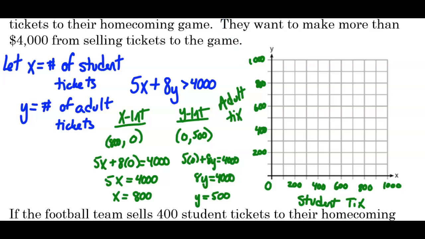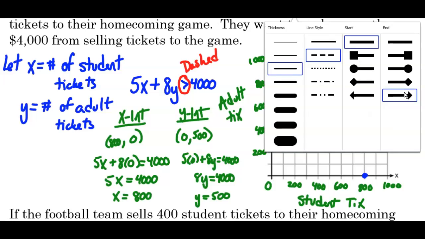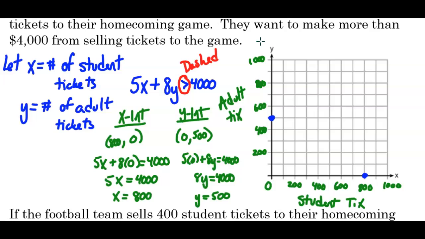And now we can graph our inequality. So we'll plot these 2 points. So 800, 0, 0, 500. Now looking at the inequality sign, it's strict inequality. So that means that we're going to connect our points with a dashed line. So let's do that now. I don't want there to be an arrow. Okay, so we have our dashed line between the 2 points.